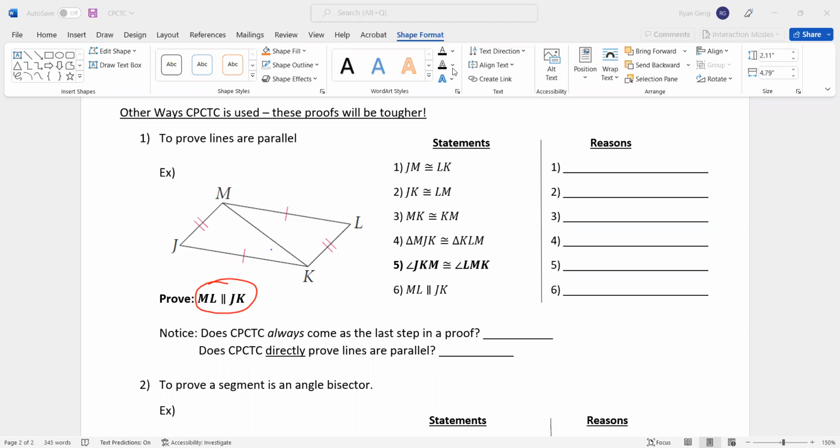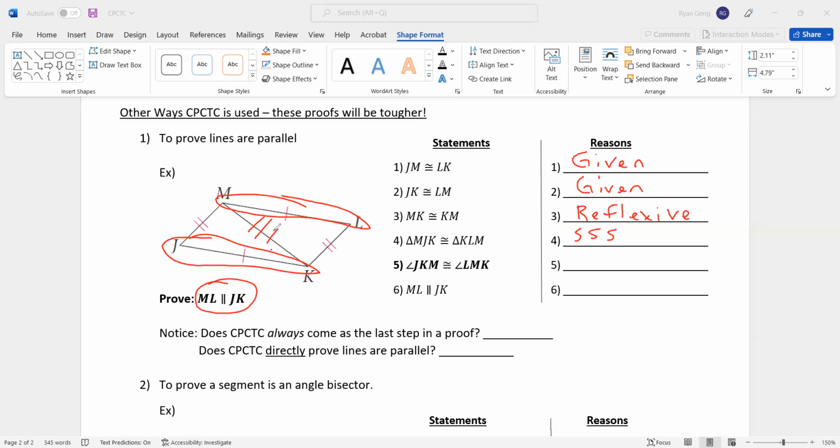First part's pretty easy. JM is congruent to LK, that's given. JK is congruent to LM, again, that's given. MK is congruent to KM, that's reflexive, very similar to the previous proof that we just did. And now I have enough to say that the triangles are congruent by side, side, side, right? Now, if we want to show that ML is parallel to JK, how are we going to do that?